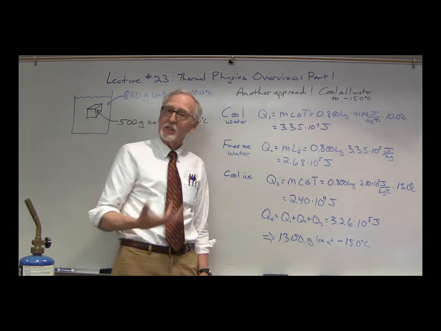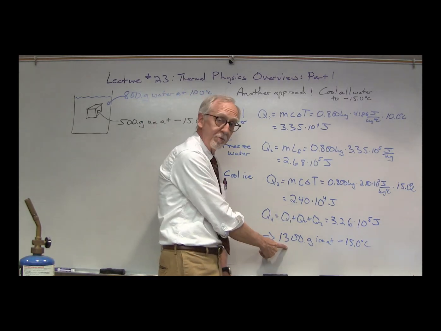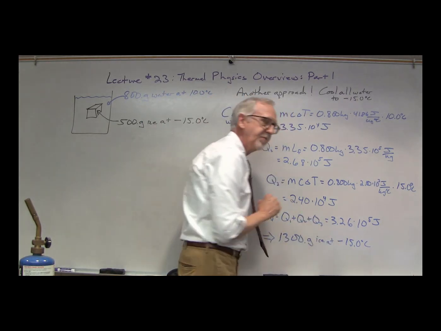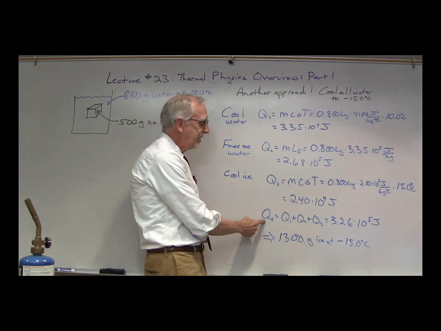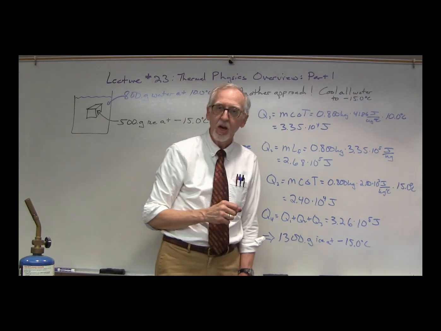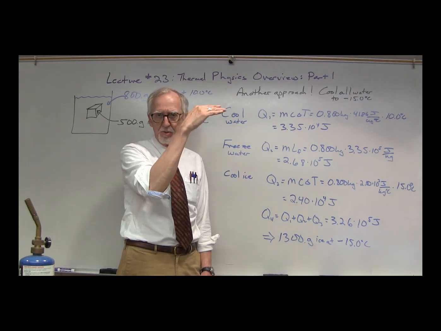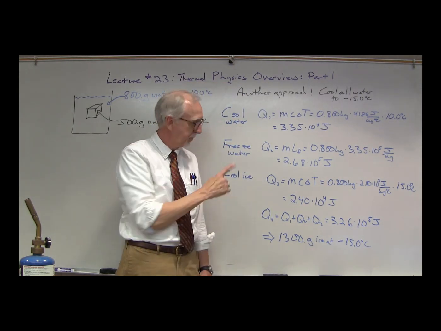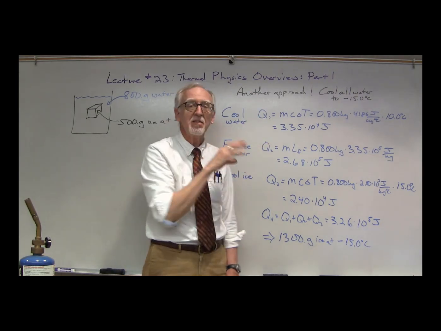So what's the problem now? We've got 1,300 grams of ice at negative 15 degrees centigrade, and we need to add back in 3.26 times 10 to the fifth joules. So let's do that. Again, we'll have to do this step by step to figure out how to do it, and I'll erase this and put that up.